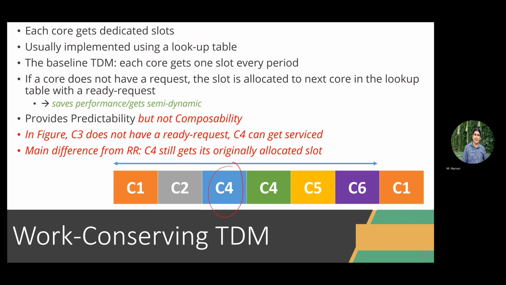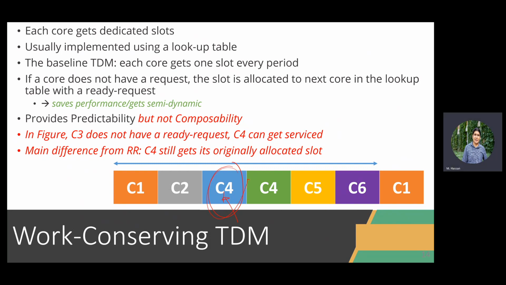There is another version of TDM that we call work conserving TDM. Work conserving TDM is different than round robin. It's exactly TDM, except for one slight difference: it does not maintain idle slots. It doesn't leave the idle slot idle. Instead, if there is a core that does not have something during its own slot, it looks into the subsequent core to see if it has something. So in this example, C3 didn't have a request during its slot. The arbiter will look into the subsequent core. It's C4 in our case. Does it have a request? Yes, it has a request.